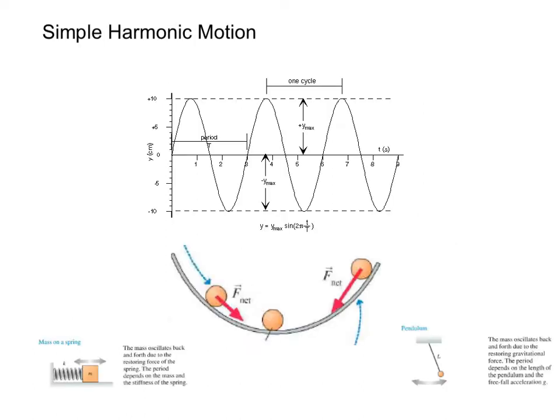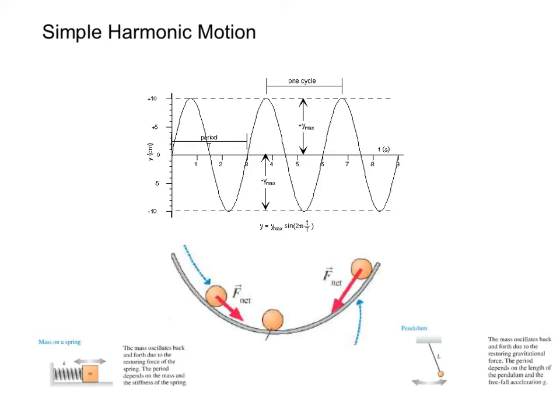Okay, so let's go back and think about this marble oscillating back and forth in this bowl. If we were to graph this motion, we're going to come up with a graph that has the form of a cosine function. A graph or a function that has the form of a sine or cosine function is called a sinusoidal graph. So a sinusoidal oscillation is called simple harmonic motion.